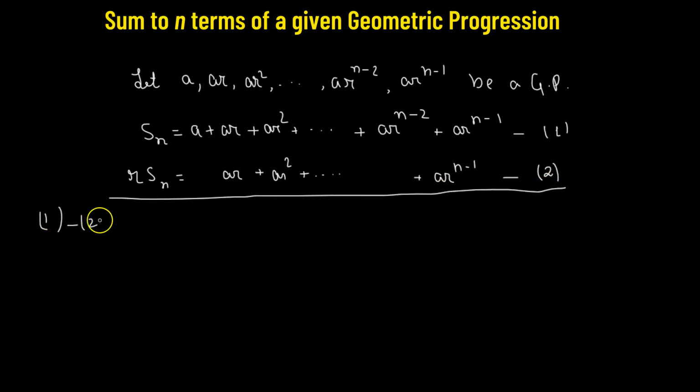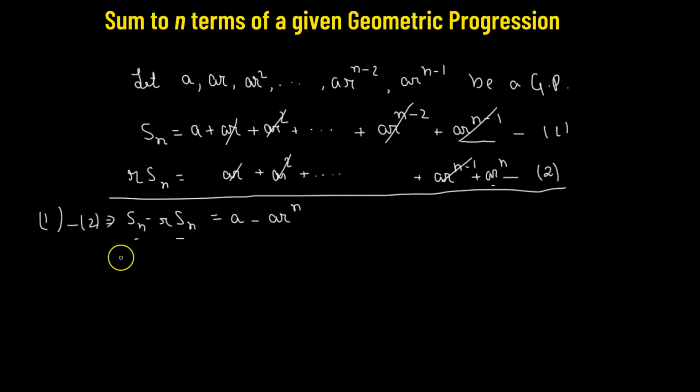So 1 minus 2, this is going to give us Sn minus r times Sn equals to the first term a. So here we'll see that the ar term cancels out, ar squared cancels out. We have ar raised to the power of n minus 2 and ar raised to the power of n minus 1 also getting cancelled out. So I missed out one term here. There will be plus ar raised to the power of n. So ar raised to the power of n, that's obtained by multiplying r with the last term of equation number 1. Right. So that means we are left with only the first term from equation number 1, which is a, and the last term from equation number 2. That means negative ar raised to the power of n.